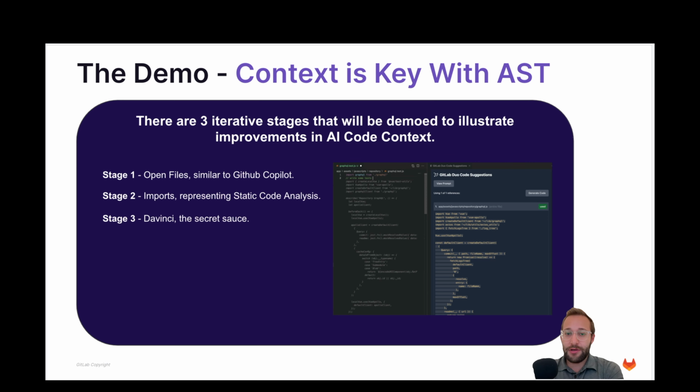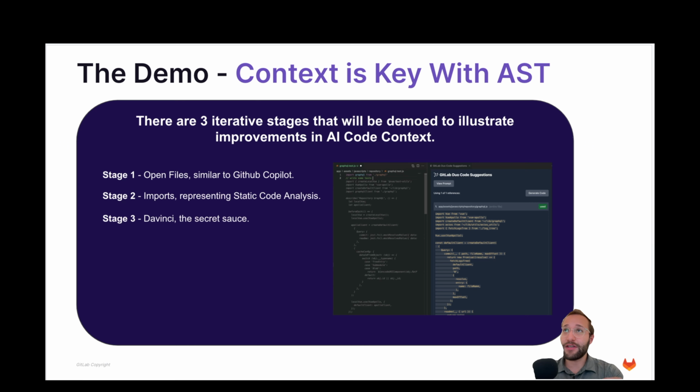Now, there are many ways we can improve code context. So stage one is very much achievable, and it's what GitHub Copilot already does. So we can use open files as code references. But what if we could do more? What if we can actually push the industry and use new technologies for providing better code context? So what I'm going to be showing today is stage 2 and stage 3.